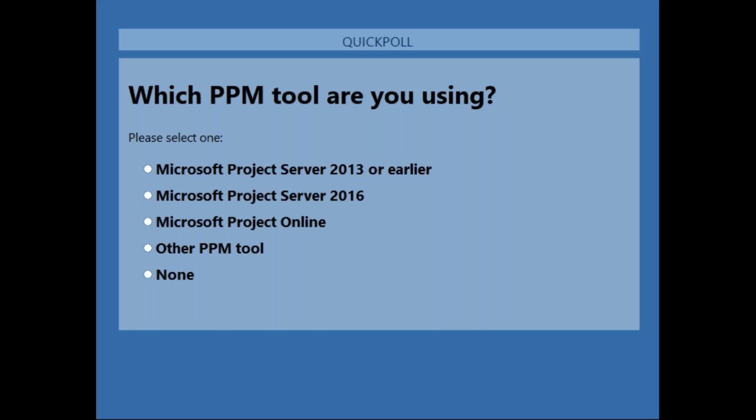Which PPM tool are you currently using? And if we open up the poll, the options you have are: we're on Microsoft Project Server 2013 or earlier; we actually moved to Project Server 2016, we're still on premise; or we're actually using Microsoft Project Online, so we've made that all-important cloud transition; other PPM tool or none at this time. So pretty simple options there. Give another 10 seconds or so, and then we'll close this out.